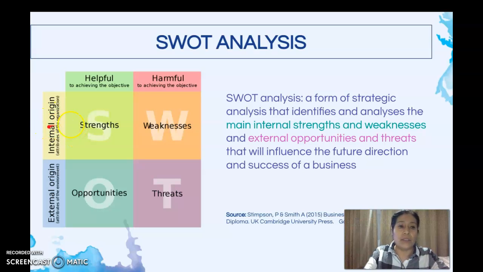And also, the yellow ones here are going to be the internal factors, and the second ones are going to be the external factors, okay? It's always important to understand these factors in order to know how to apply this SWOT analysis to any organization, okay?